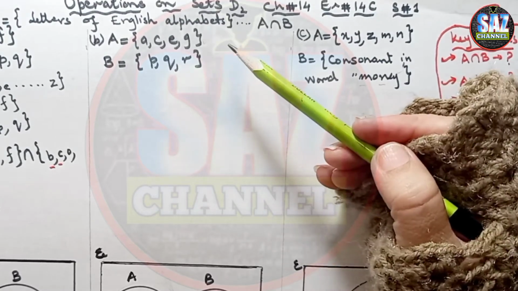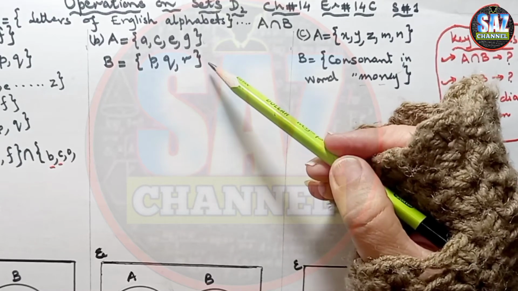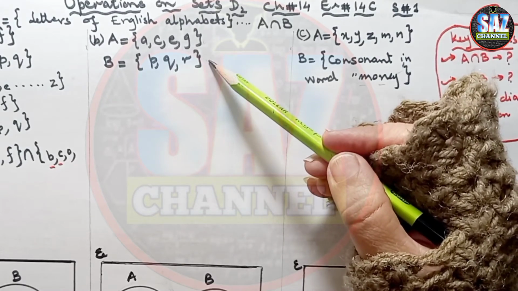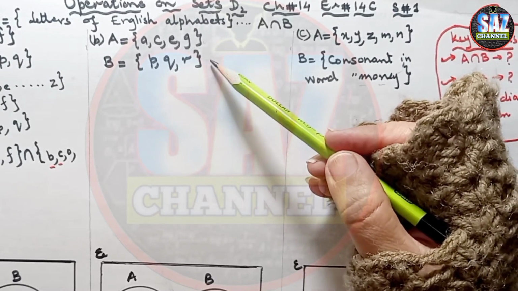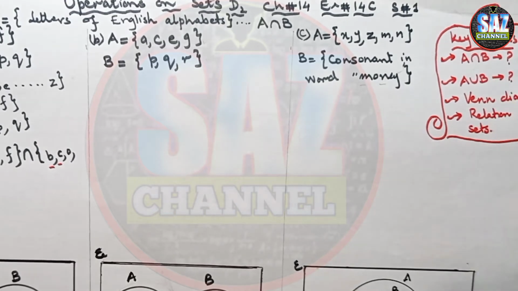So when both the sets have no element in common, the relationship between them is that they are disjoint sets, that there is nothing common between them, and we know that intersection means the common elements. So when the sets are disjoint, it means there is nothing common, and A intersection B will be an empty set.